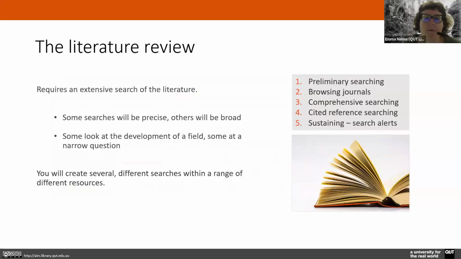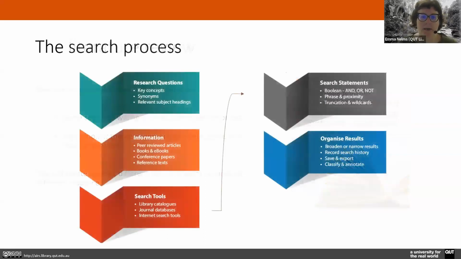Some searches you will need to do will be quite broad and others will be quite precise. So there's no one perfect search string. You need to remember that. That's why we will get you to look at different ways of searching, and there should be many ways to use it. Some look at the development of a field, some at a very narrow question. So we understand that, and we're going to create several different searches within different resources, and you will use different approaches for each one, knowing what's in them. So that's some of the things we'll be having a look at.